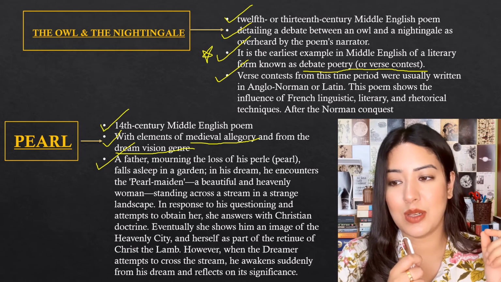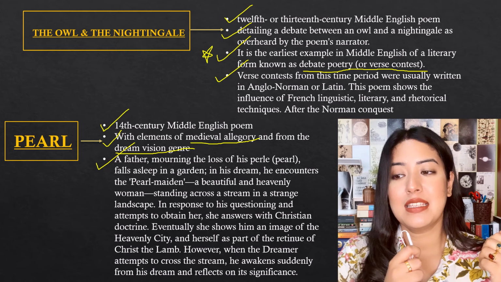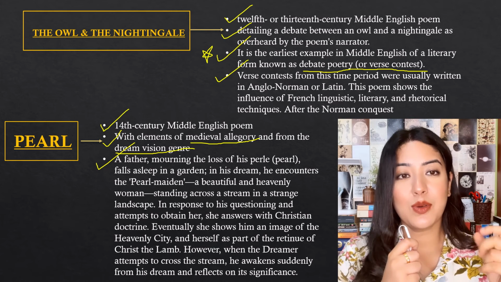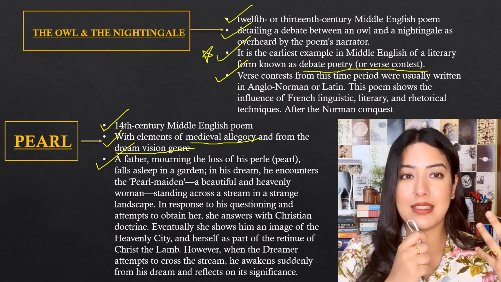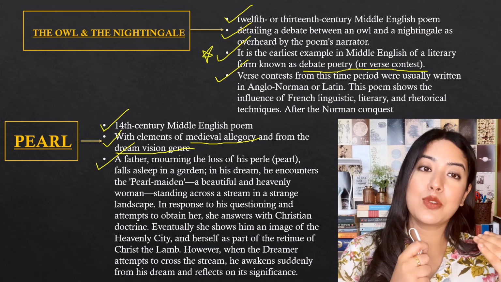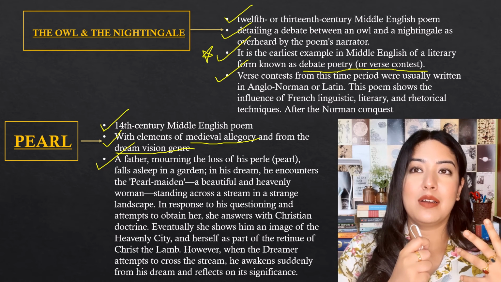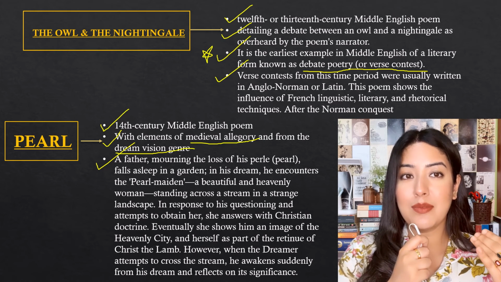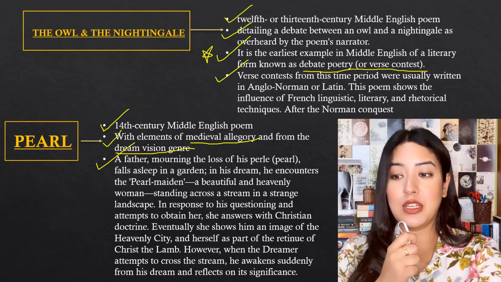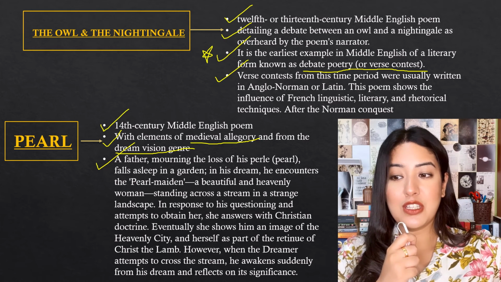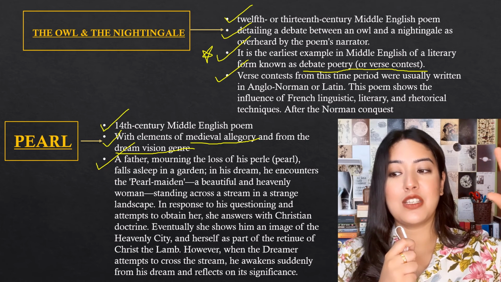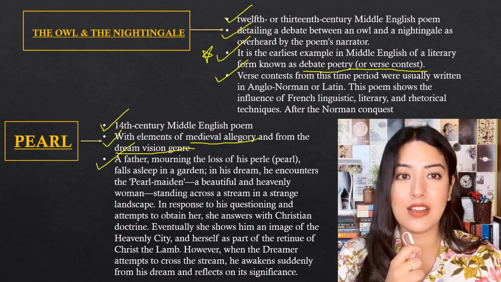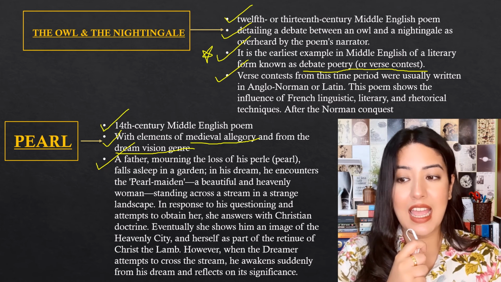In his dream, he encounters the pearl maiden, a beautiful and heavenly woman standing across the stream in a strange landscape. In response to his questioning and attempts to obtain her, she answers with the Christian doctrine. So these kind of stories were being written because they were influencing the public. Those were the codes of conduct. When somebody reads Sir Gawain and the Green Knight, they'll be influenced by it. Here too, they're showing us the importance of heaven and earth, of good deeds. She replies with the Christian doctrine that afterwards she's in heaven. Eventually she shows him an image of the heavenly city and herself as part of the retinue of Christ the Lamb. He's mourning the death of this maiden, and she appears to him in a dream vision, shows him the heavenly city, and shows herself to be a part of it.